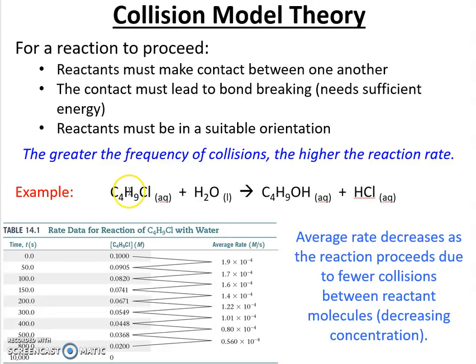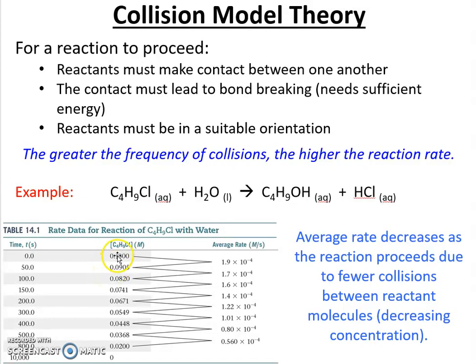If we look at an example, here we have butyl chloride reacting with water to form butyl alcohol and hydrochloric acid. If we measure the concentration of butyl chloride, the starting reactant, over time, and we measure how much of that reactant is left, we can then determine what we call the average rate of the reaction. From 0 to 50 seconds, we see that the concentration of butyl chloride drops from 0.1 down to 0.0905.